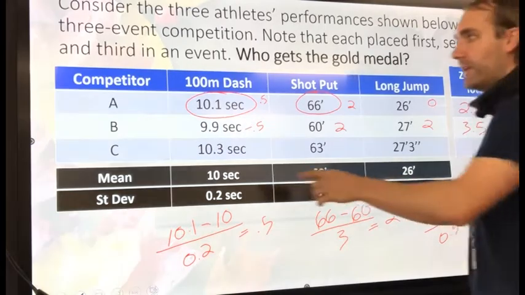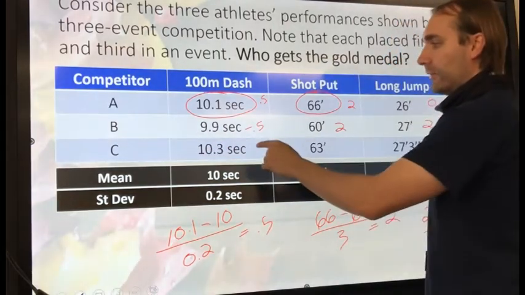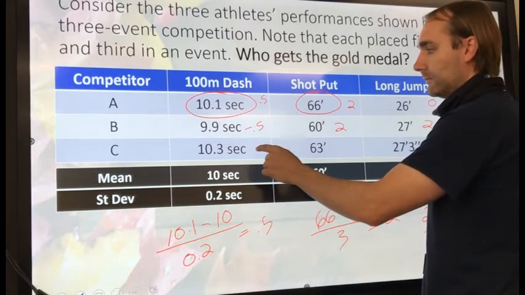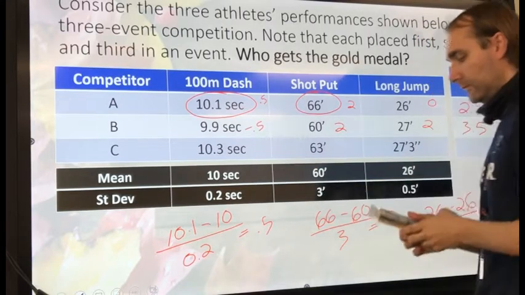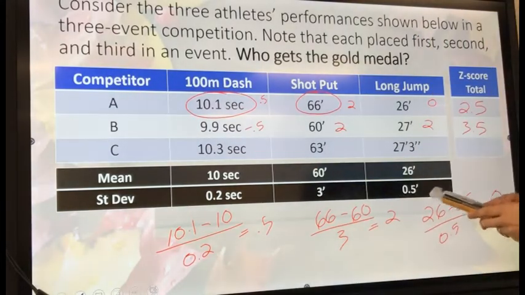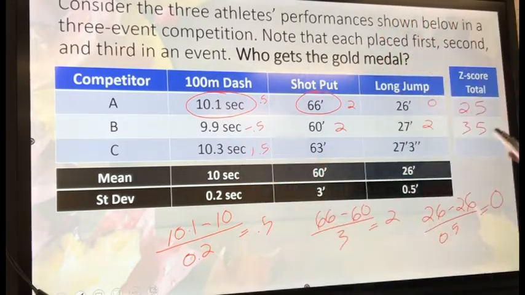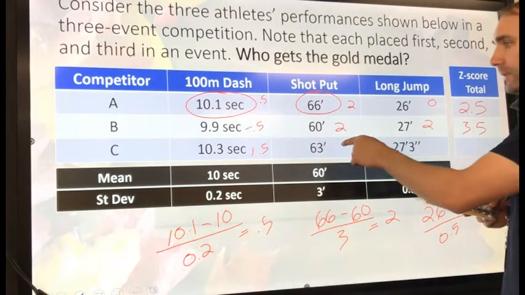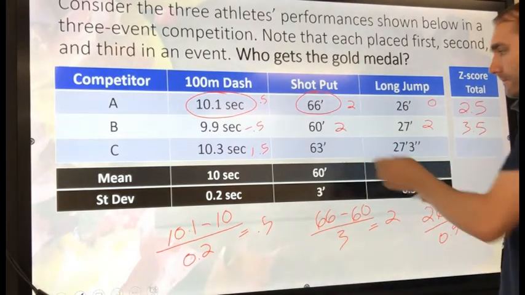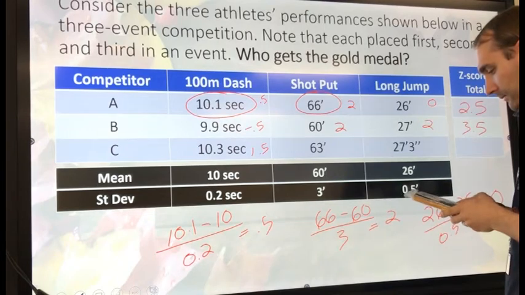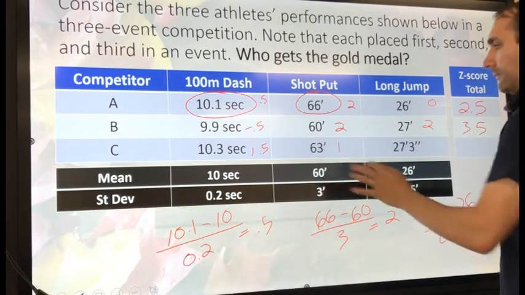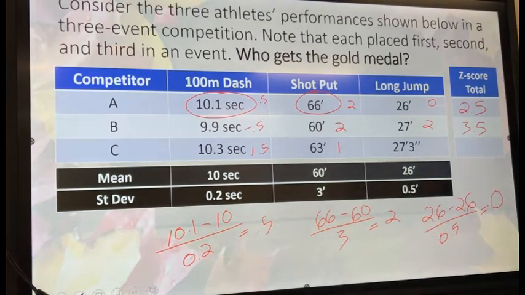Let's see how competitor C did. So what was my Z-score here? I just put it all in one equation. 1.5. Hey, so far so good. He's already halfway there. His shot put? 1. All right. He's now at 2.5. And then his long jump.